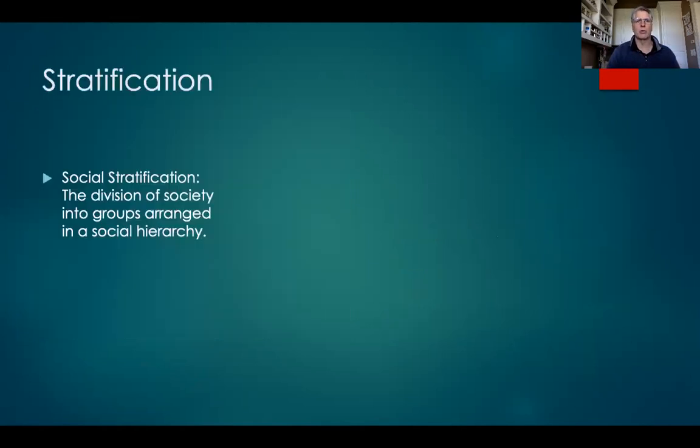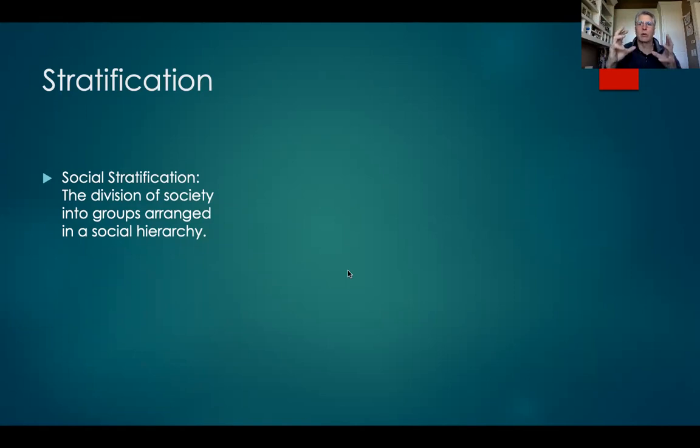So what is social stratification? Social stratification is the division of society, right? We're dividing society into groups that are arranged. These groups aren't just willy-nilly, they're arranged in a hierarchy. If you look at, say, geological stratification, you go to the Grand Canyon and look out over it, and you see these layers of what they call geological stratification. They're groupings of soils or whatever. I'm not a geologist, but you get the idea, right?